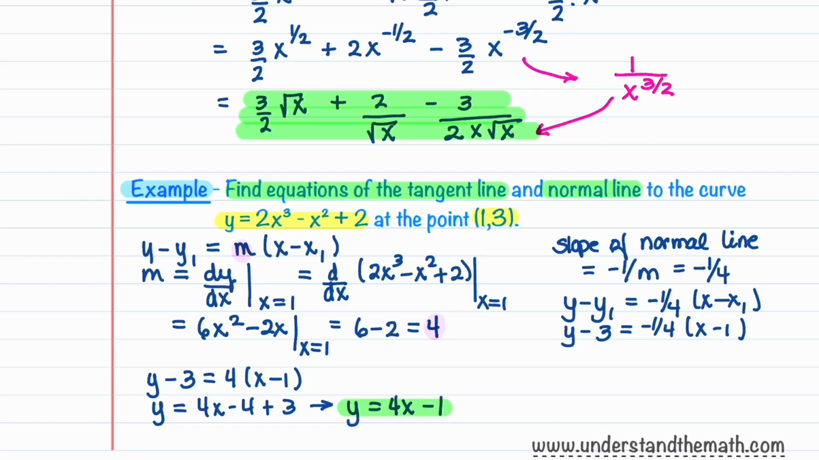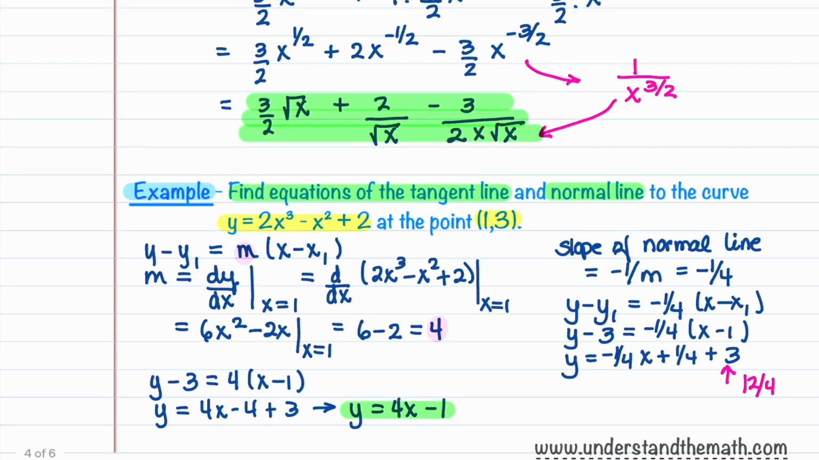Now let's multiply everything through. This is y is equal to minus 1/4 x plus 1/4 plus 3. Let's think of our 3 as 12 over 4. So our final answer is y is minus 1/4 x plus 12 over 4 plus 1 over 4 is 13 over 4. And let's highlight this because that is the equation of our normal line.